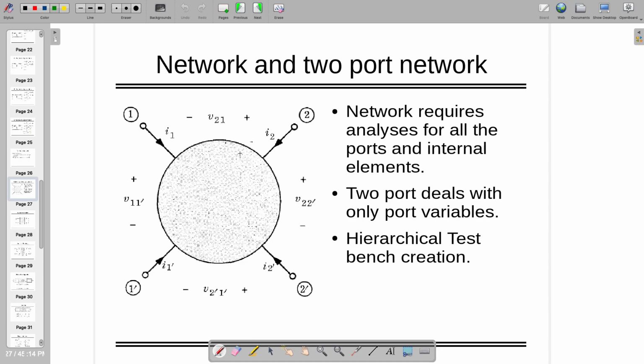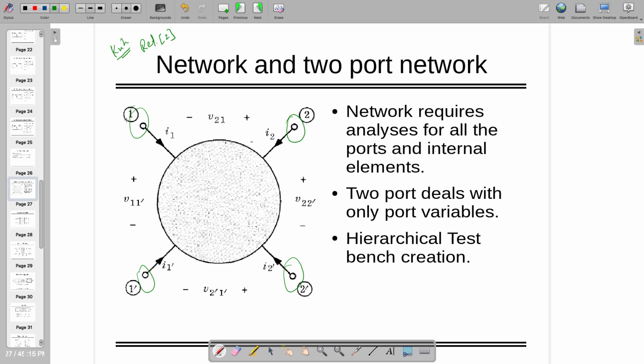Now this slide is copied from who? Okay. So the reference is reference number 2. There might be a network and a two port network. A network requires analysis for all the ports and internal elements. However, for the two port network, you are only dealing with the ports. You don't deal with all the nodes.